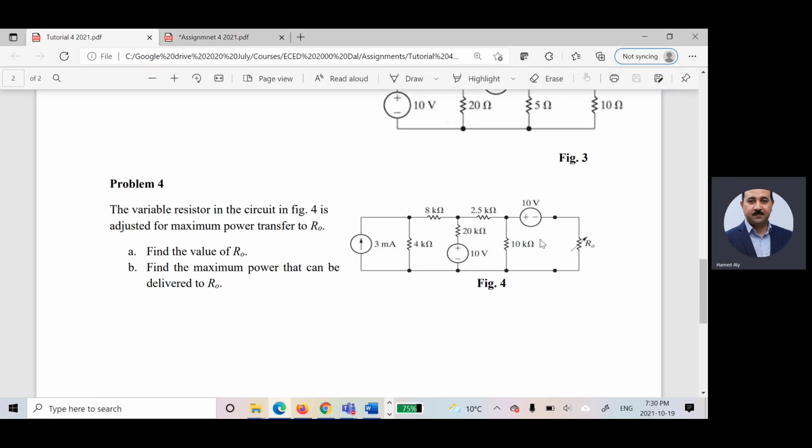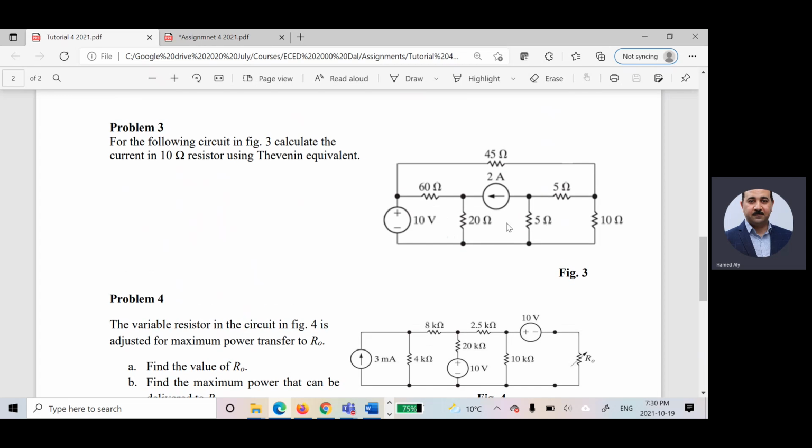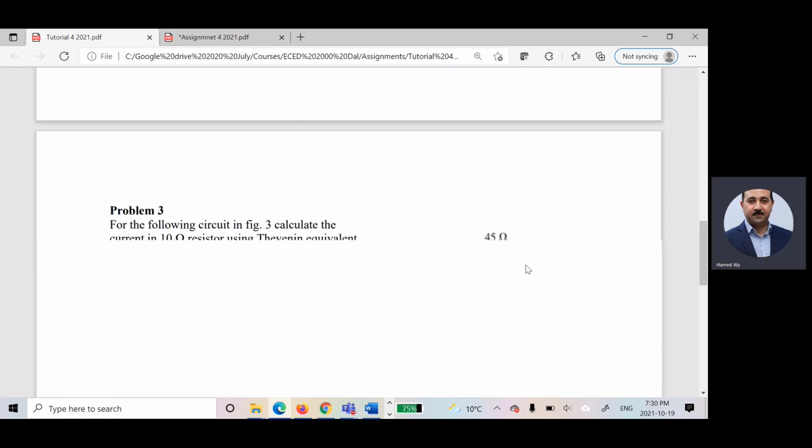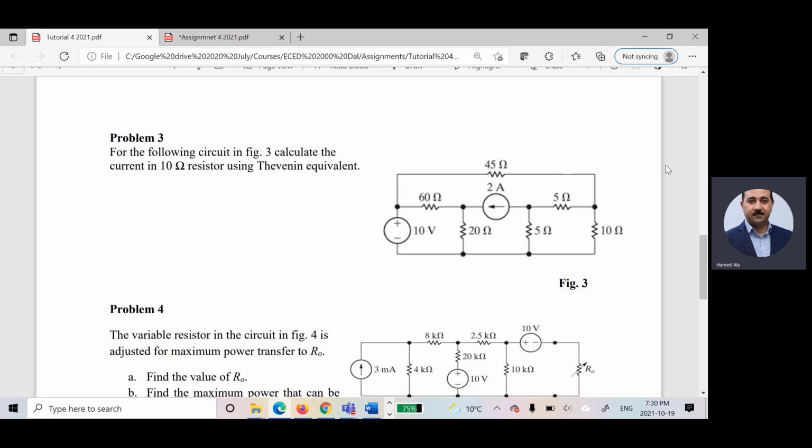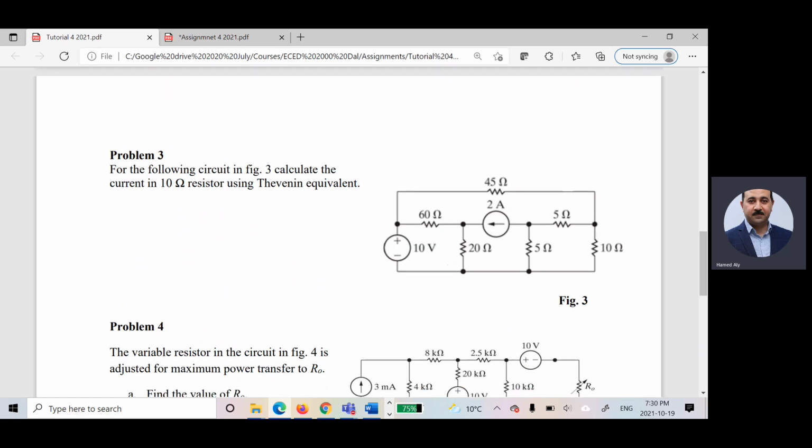But before I start solving this problem, I would like to solve this problem as an extra practice. For the following circuit in figure 3, yeah, we have already solved this. Calculate the current in 10 ohm resistor using Thevenin. So here in this circuit, I'm asking you to calculate the current in this guy using Thevenin. So I didn't ask you to find Thevenin, but I asked you to calculate the current in this guy. But I forced you to use Thevenin.